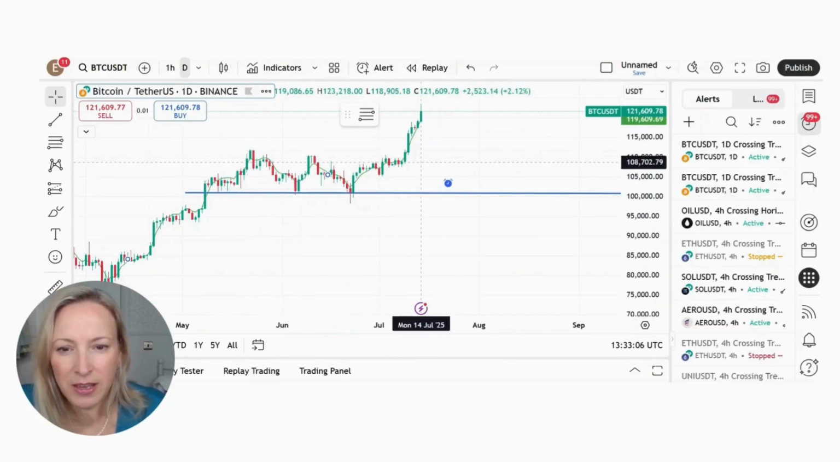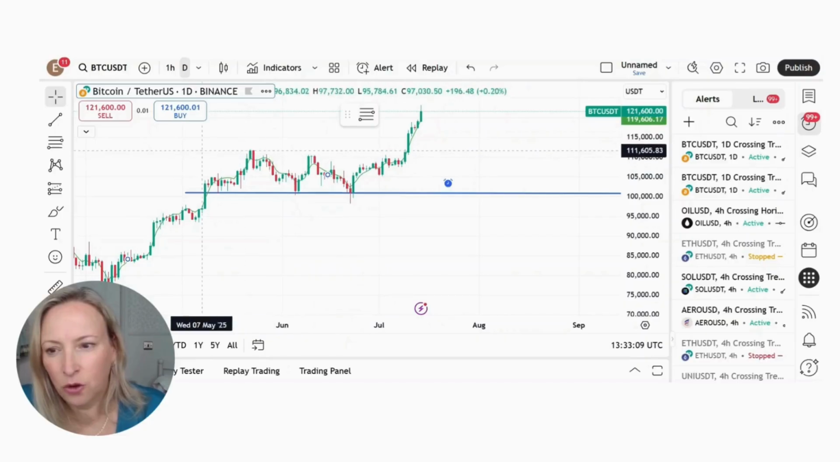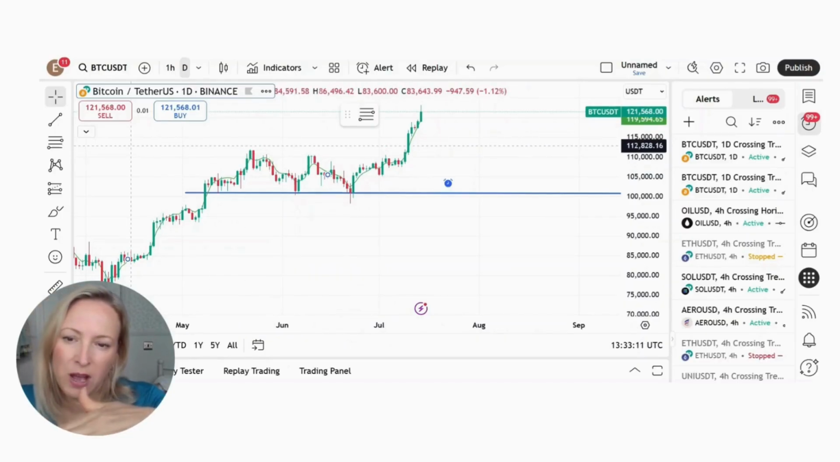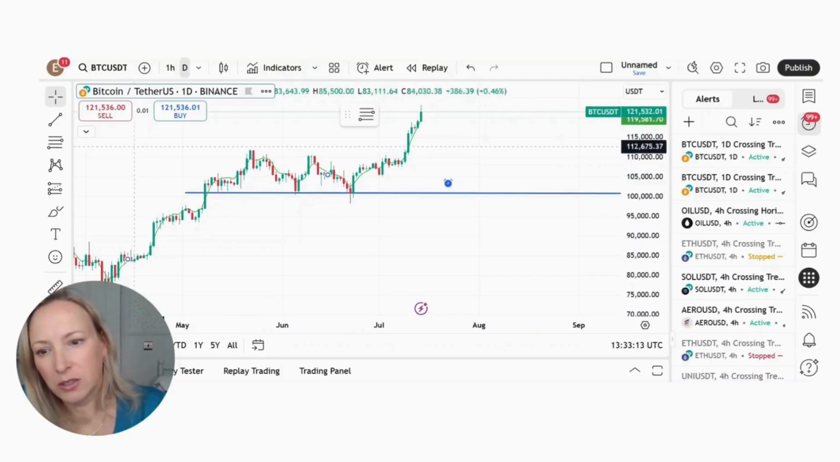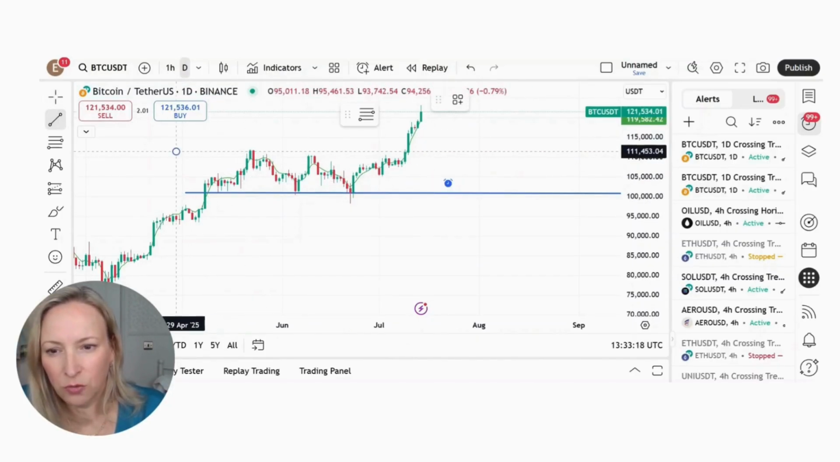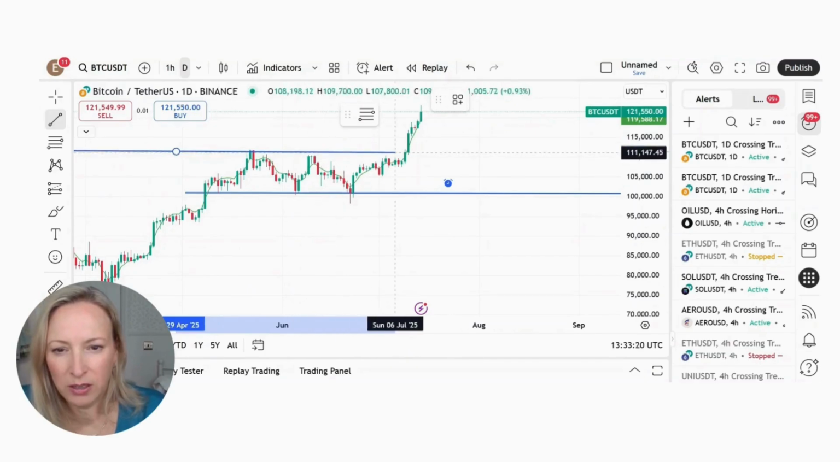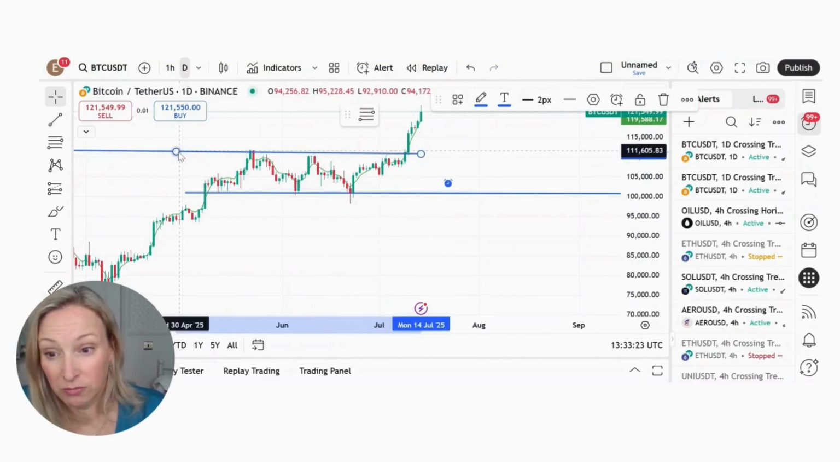You can also see at the top here, there is another pattern that's forming, which is where the price tends to stop. So this is where it stops rising, but for a while, this rough area here was where Bitcoin stopped being bought.